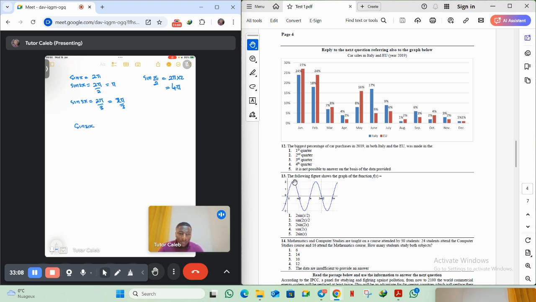Now, also, if we check the amplitude, the amplitude is 2. So your function is 2 sine 2x. The correct answer is answer 3.